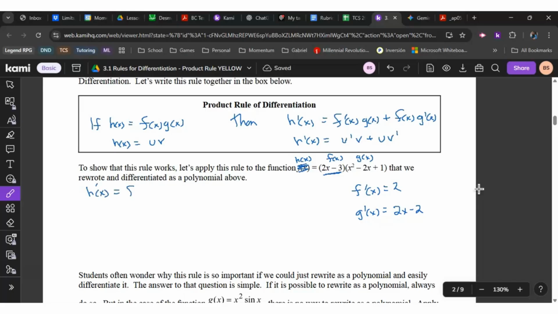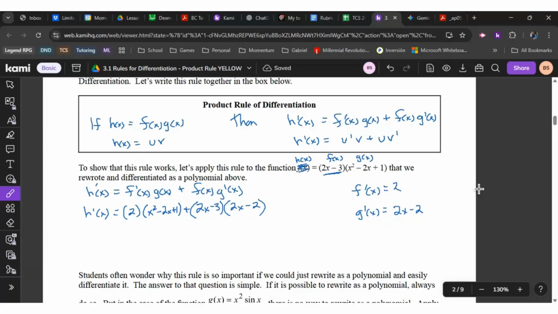All right, that's important because remember, h prime of x is going to be equal to f prime of x times g of x plus f of x times g prime of x. And then we're basically just going to plug in all the stuff we know. f prime was 2. g is the longer version, so x squared minus 2x plus 1. f of x is 2x minus 3. And g prime was 2x minus 2. Now, it may not look like it, but that's the same answer as the one before.